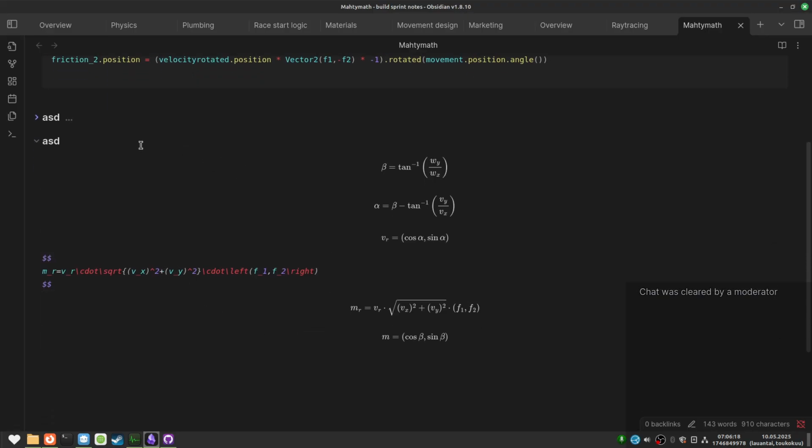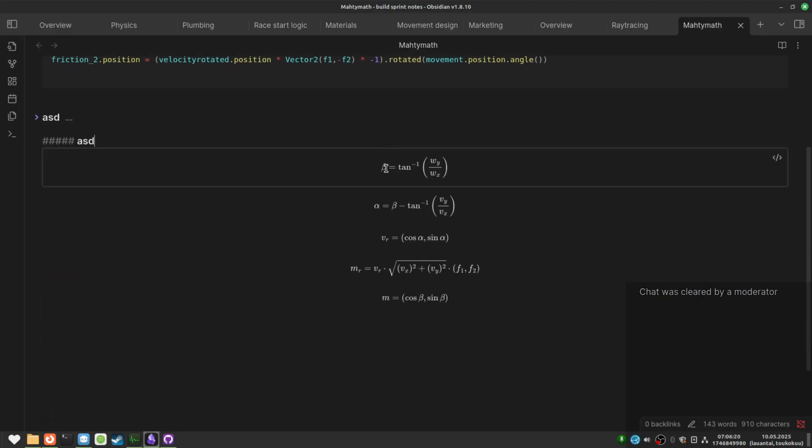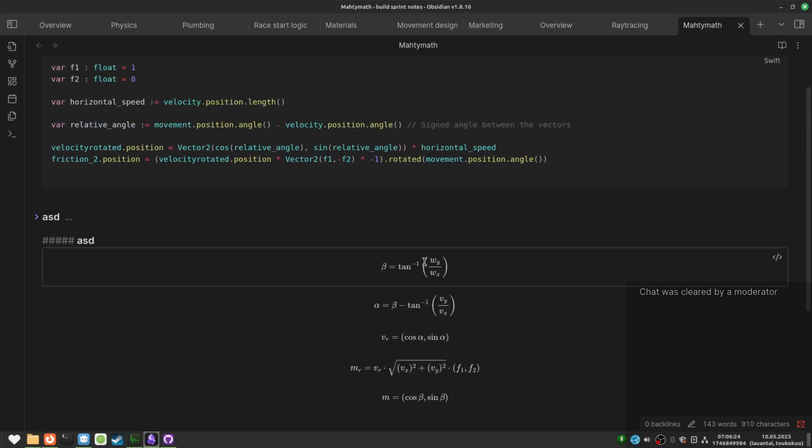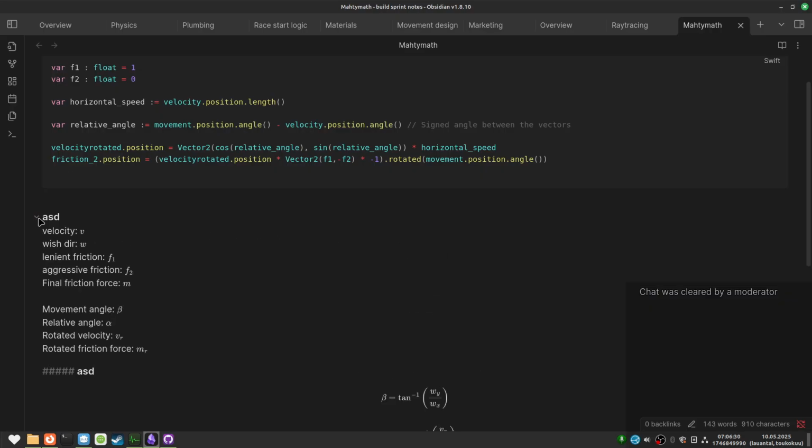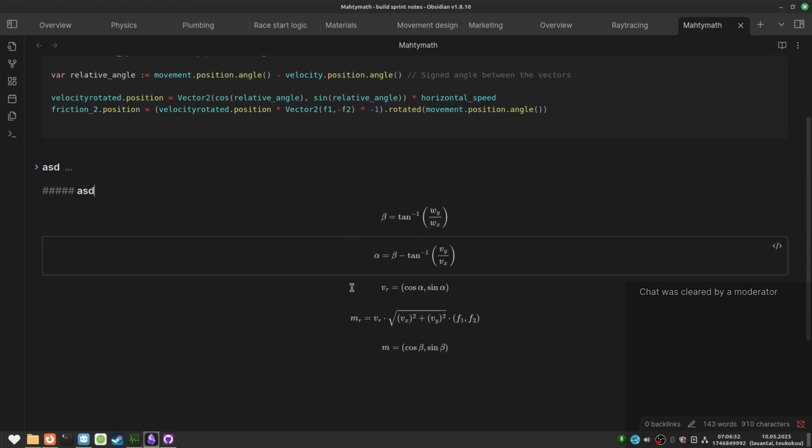Okay, let me review this. MR, rotated friction force. I'm mixing up M with movement. This is a bad letter to use for this. Anyway. The rotated.